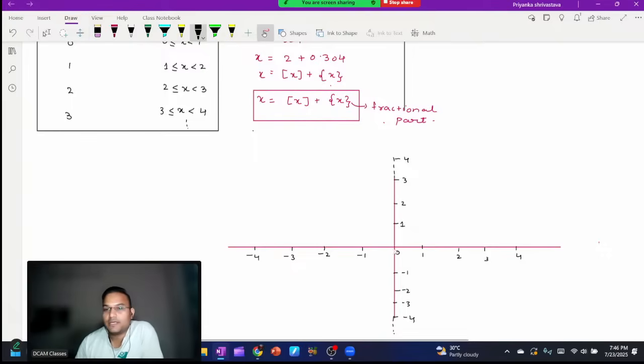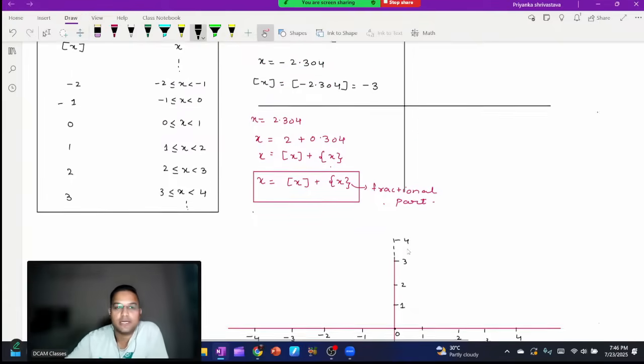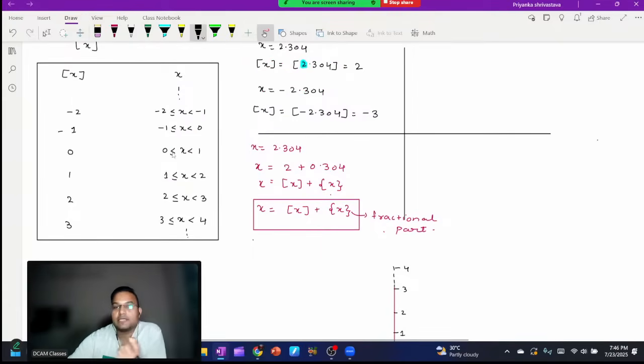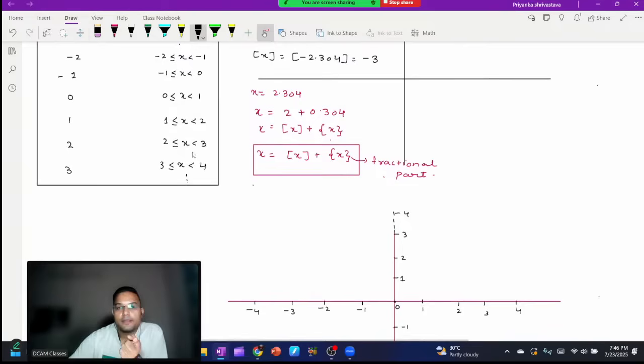See why we are doing like this, because of how this is defined: x can be 0 or it will be up to 1 but not 1. So for that, the y value is 0. X can be 0, so that's why I'm putting a solid mark. X can be 0 to 1, but 1 cannot be there. That's why I'm putting a hole. For that, the value of y is 0 only. That's why we are making this a solid line up to here.